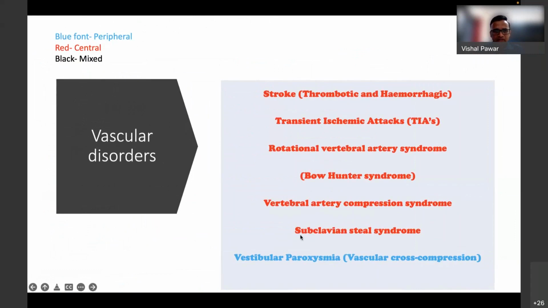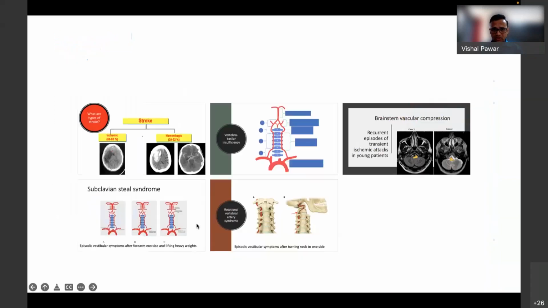So if we look at the vascular disorders, the majority of them will present as central, and vestibular paroxysmia is different because there is involvement of the vestibular nerve. The compression happens on the vestibular nerve. It is a peripheral vestibular disorder. So let us look at each one of these disorders. First, let us go to the stroke.